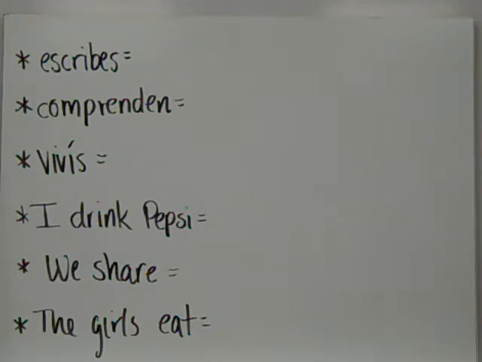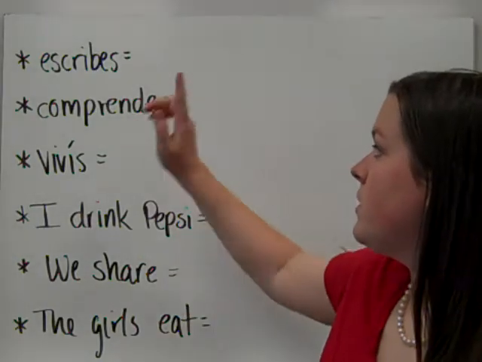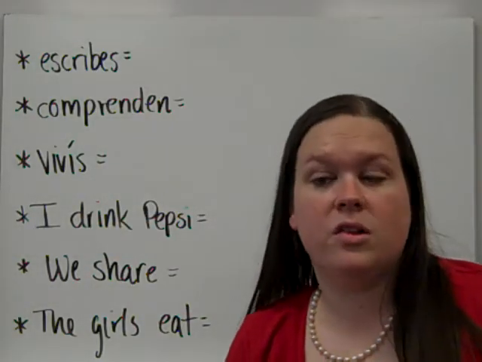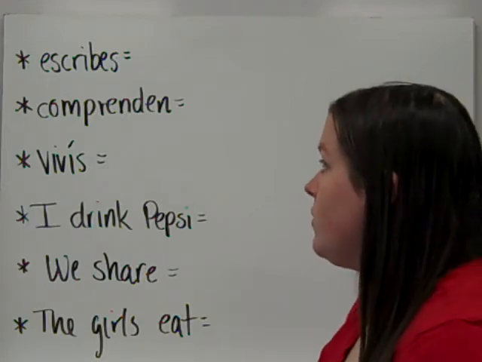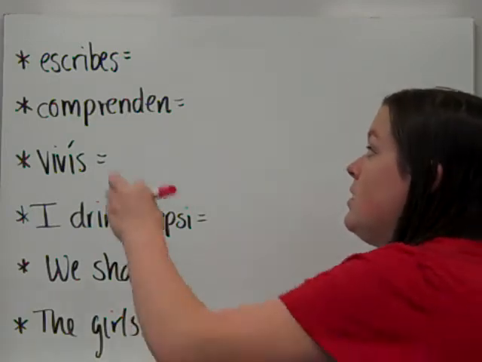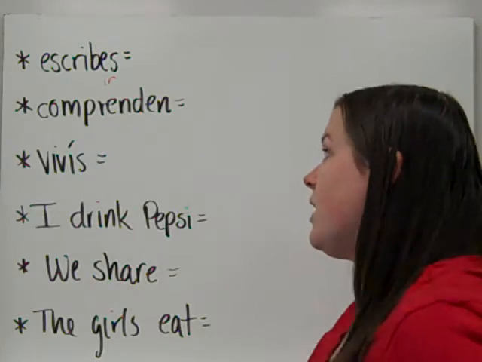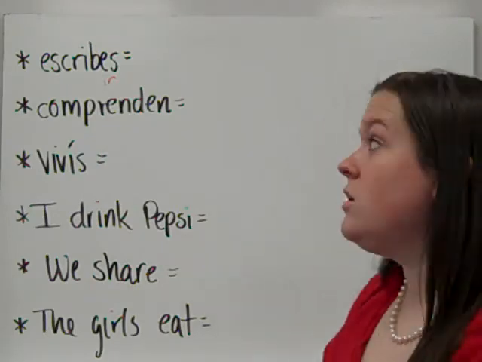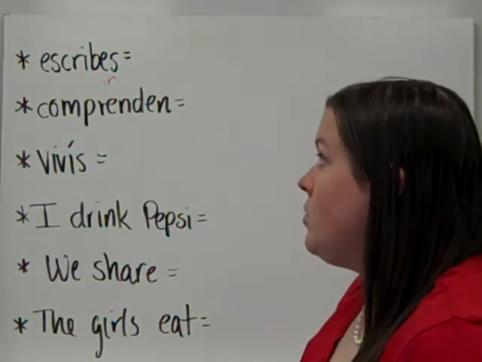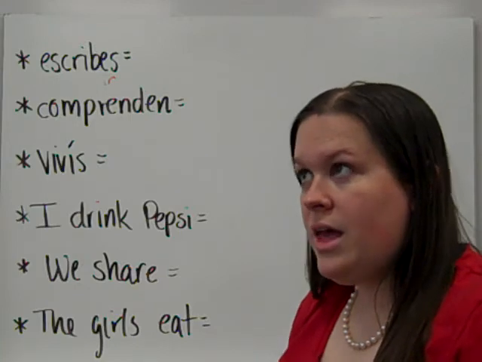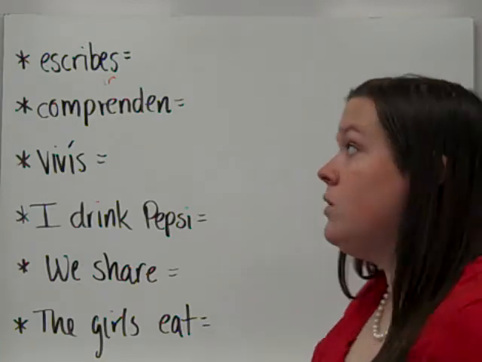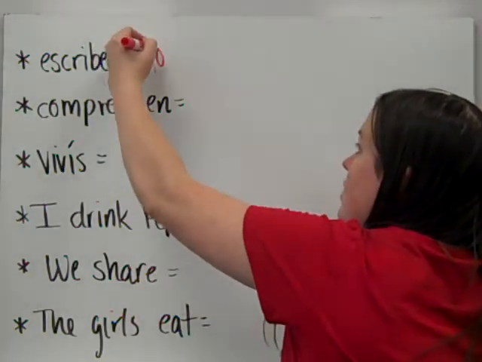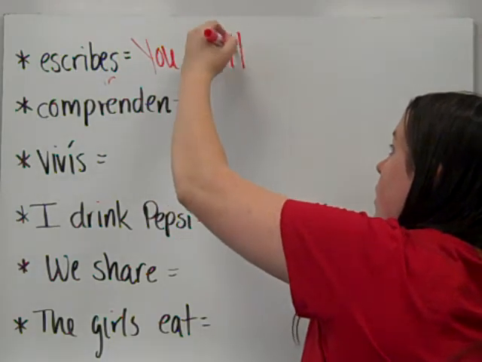Okay, got a couple examples over here that we're going to work through, starting in Spanish. Escribes. So this is the verb escribir. This is an IR verb, and escribir means to write. So someone writes. And if you know your endings, o, es matches to you. So the person who writes is you.